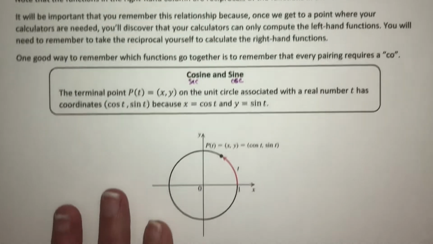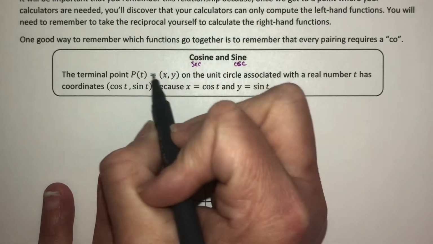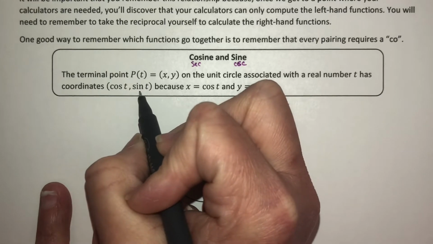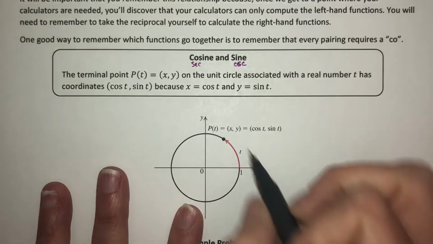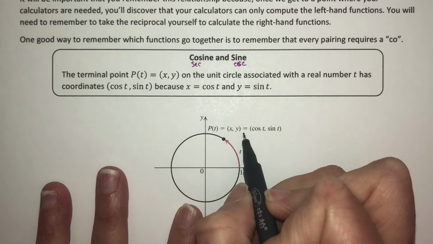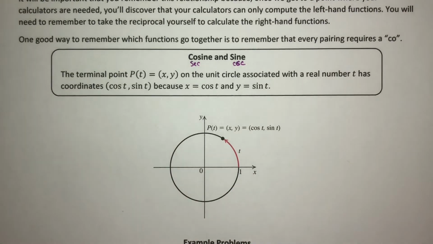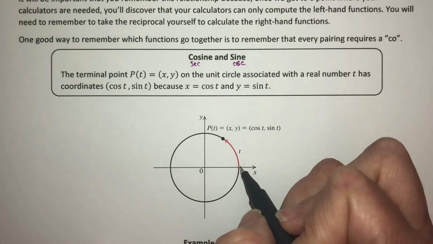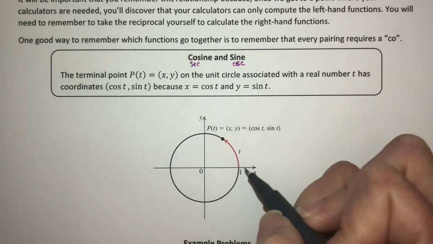So in particular, sine and cosine. Since we have defined sine t to be y and cosine t to be x, then I can label a terminal point either (x, y), or I can label it (cosine t, sine t), and it is exactly the same thing. This will give you the point associated with an arc length of t.